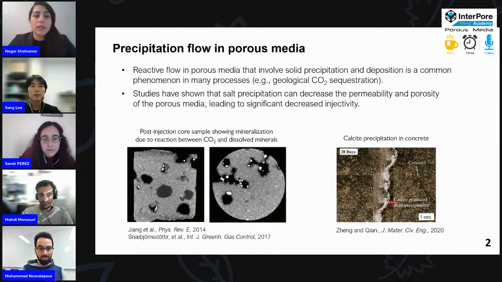Reactive transport involving precipitation and deposition of particles is a common phenomenon in many processes. For example, in CO2 sequestration, when carbonate-rich fluid is injected underground, it triggers precipitation of carbonate minerals that eventually deposit in the pore space and change the porosity of the formation rock. When we have reactive flow that generates precipitation and deposition, it can alter permeability and porosity of the porous media both in time and in space, which leads to a significant increase in pressure drop and decrease in injectivity. So it is important to understand how these processes take place.